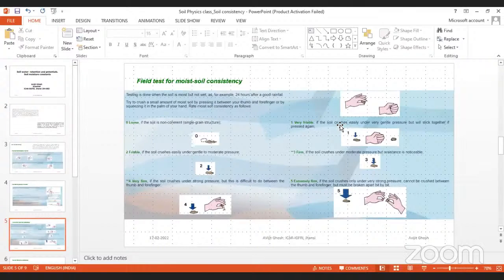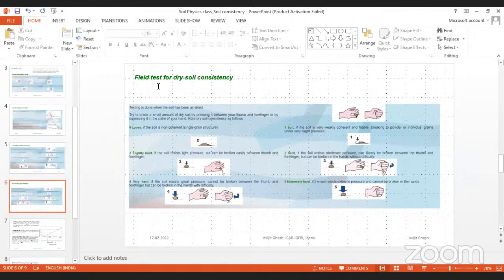Very friable if the soil crushes easily under very gentle pressure but sticks together when pressed slightly. It will be told friable if the soil crushes under gentle to moderate pressure. And it will be told firm if the soil crushes under moderate pressure but resistance is also felt from the soil. Very firm if the soil crushes under strong pressure but it is difficult to do with thumb and forefinger. And extremely firm if you cannot crush the soil with your finger pressure.